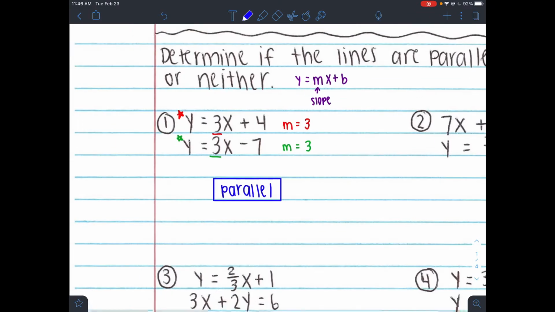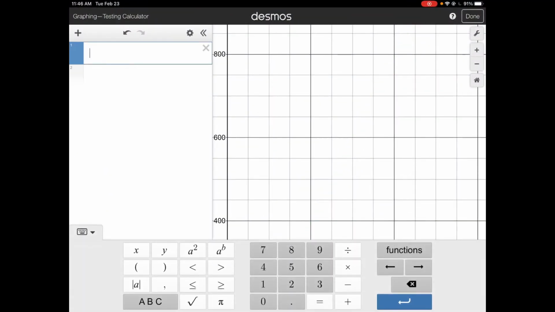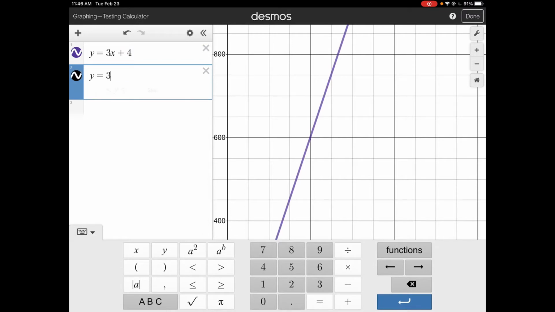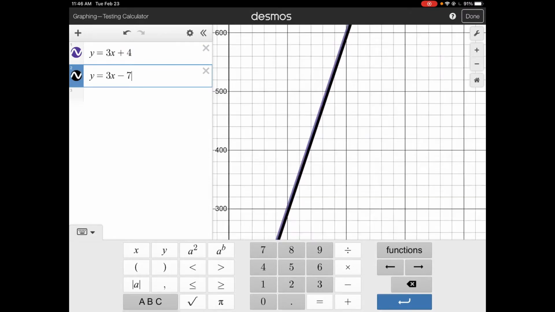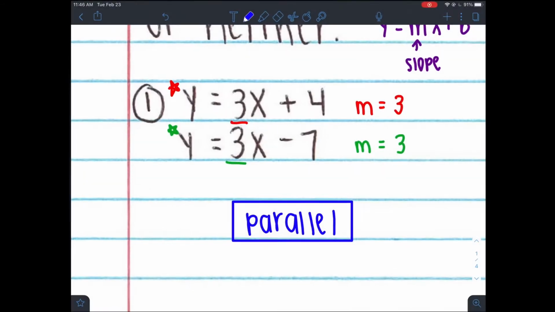Okay, remember, two lines to be parallel have to have the exact same slope. So if one's +3, the other one also has to be +3. And I can prove this by graphing it into Desmos, right? If I have y = 3x + 4, and then y = 3x - 7, oh, let me go back home. See, these two lines are never going to intersect each other. So they are indeed parallel. They have the same slope.